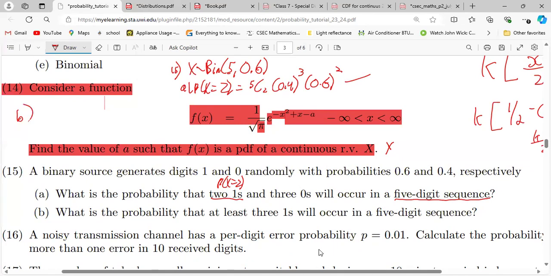Right, and then B, what is the probability that at least 3 ones will occur? Okay, so at least 3 ones. So that is more than or equal to 3. That is what I'm asking, so the probability X is more than or equal to 3. But they say at least 3, so it's 3 or more.